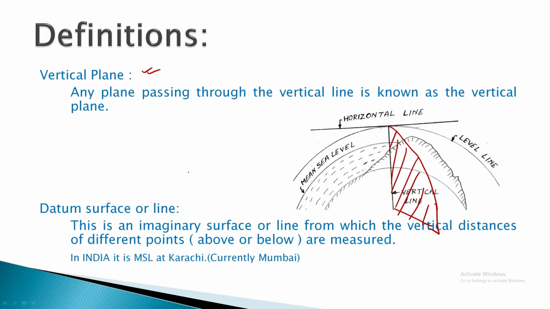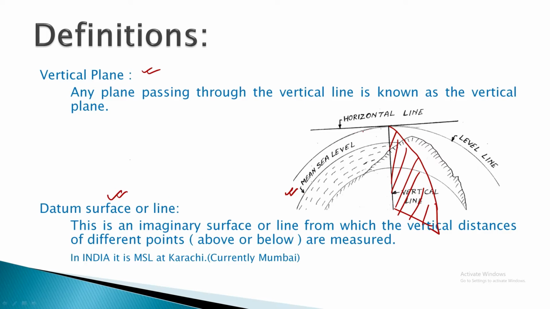Now what is datum surface or line? Datum surface is very important, because whatever we are discussing in this chapter is called leveling, and leveling means we need to determine some levels. In this diagram you can see mean sea level is there, and that is actually the datum surface or datum line. In India it is currently taken at Mumbai. So the mean sea level at Mumbai is the level we consider as the datum surface or line.